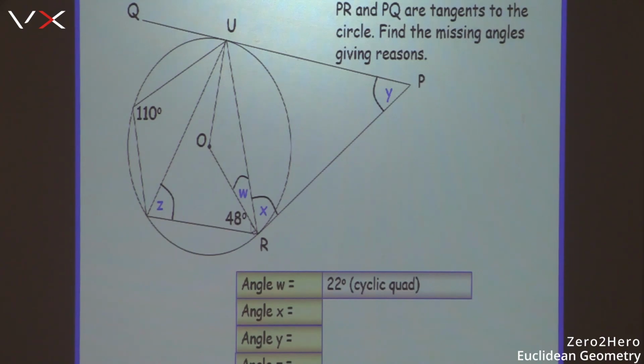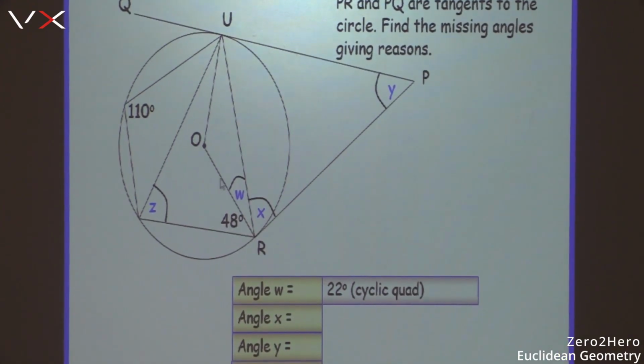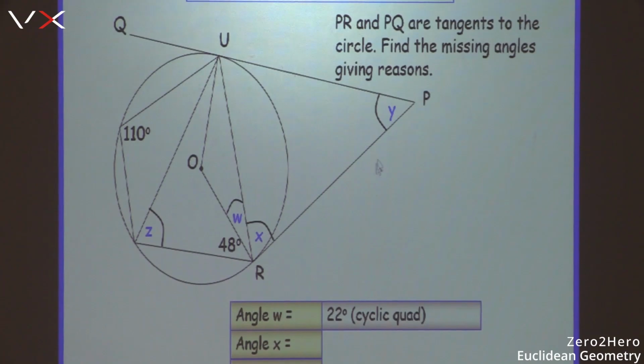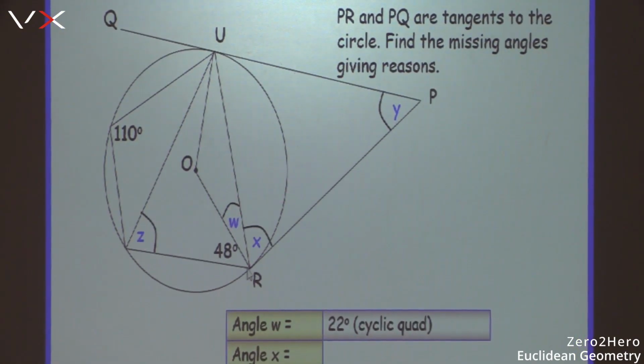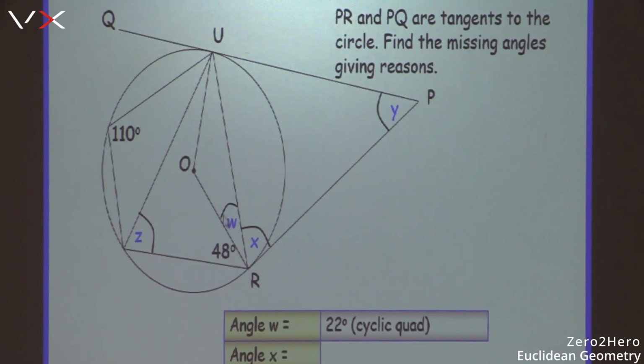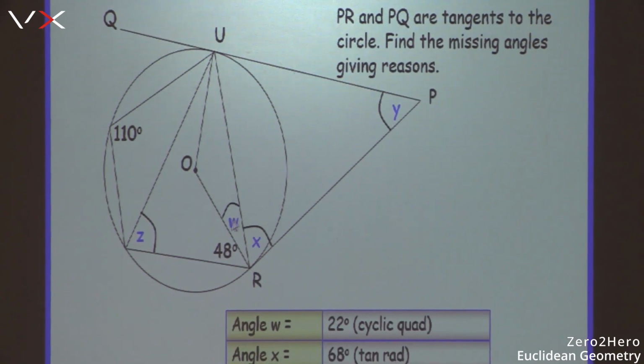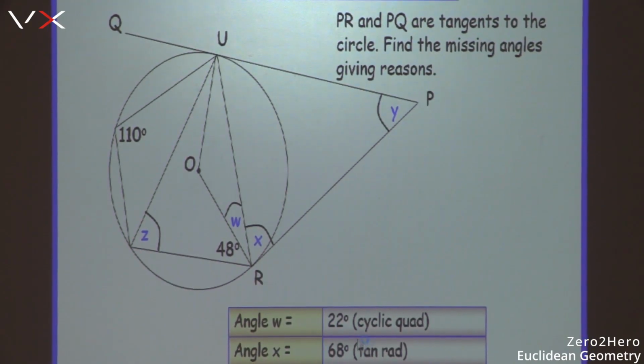Just apply your theorems. Let's look at X now. What was our W? W is 22. We do have 22. What is this line called? It's called a radius. What is this line called? It's called a tangent. Whenever a radius meets a tangent, 90 degrees will be formed. We already have 22. So it's 22 plus what will give us 90? So X will be 68. 22 and 68 will give us 90 degrees, tan radius theorem.